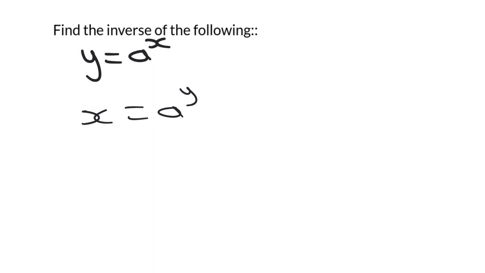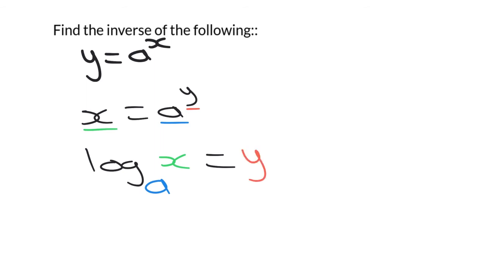Now our objective is finding y, while we just learned how to write that in exponential form. So we would say log of the number, which is x, to the base, and that would give us the exponent. Right, so then the inverse function of this common exponential function is given by log of the number x to base a.